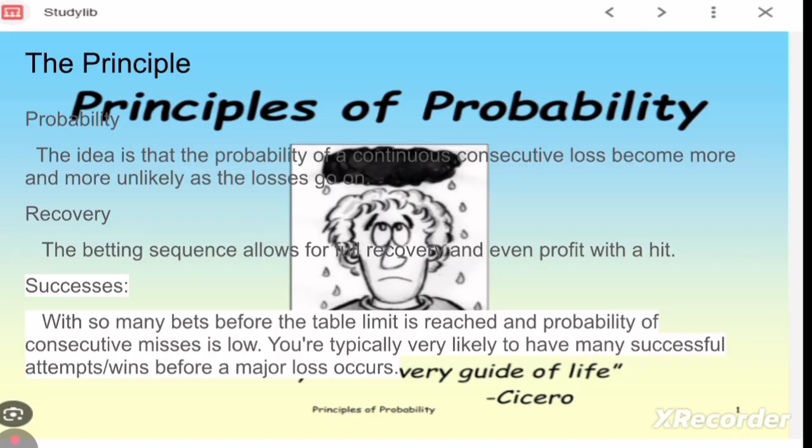Now, you're gonna have a lot of successes with this strategy, again, because the probability is gonna be pretty high that you'll win versus all the consecutive losses that it would take for you to lose. So you tend to see a lot of success with a negative progression type strategy.